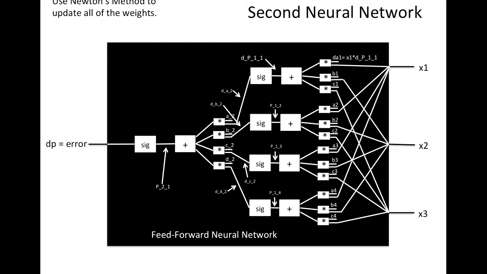Oh, and like I said, you use Newton's method to update all of the weights. I didn't show all the work for this one, but if you understood how we did it for the first one, then you'll understand how to do it for this neural network.